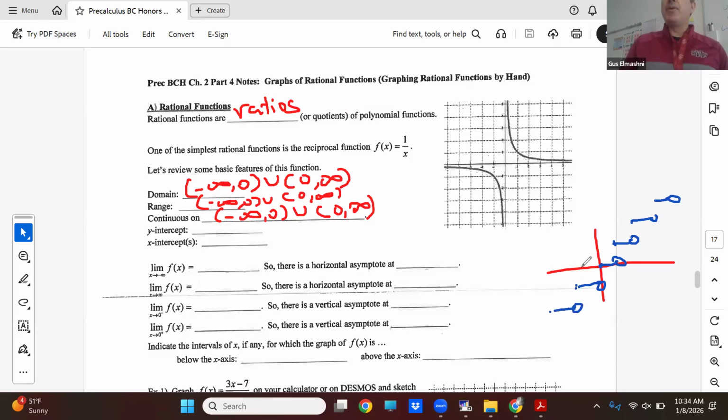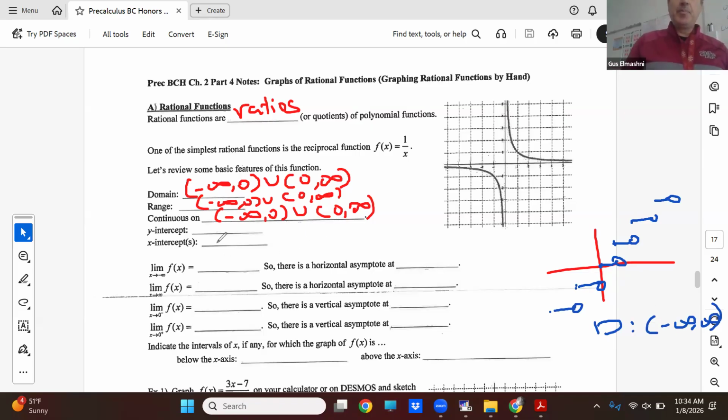So what's the domain for the greatest integer function? All real. However, is this continuous on its domain? Nope. So that's an example of a function that's not continuous on its own domain. But 1 over x is continuous on its own domain because 0 is excluded already.